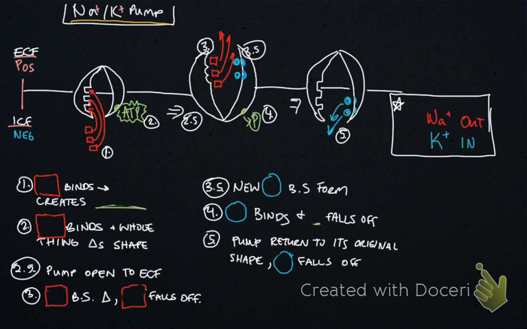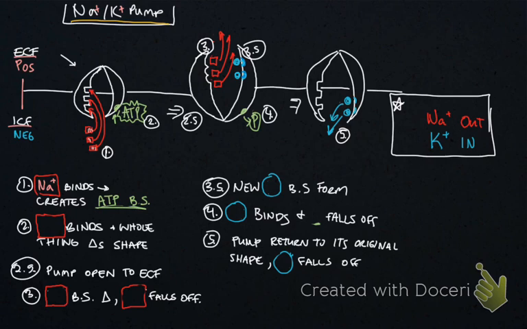So in its original conformation, the sodium-potassium pump, which is a protein, is an active transporter pump, which means we're going to use ATP. The very first thing that happens is 3 sodiums bind, and that creates an ATP binding site. Okay, that creates that ATP binding site.